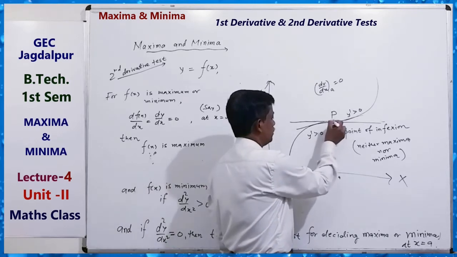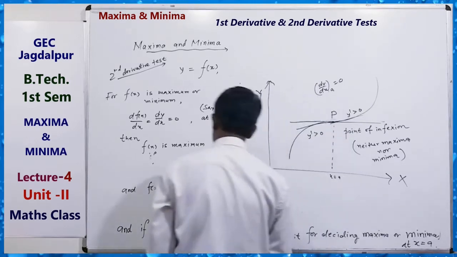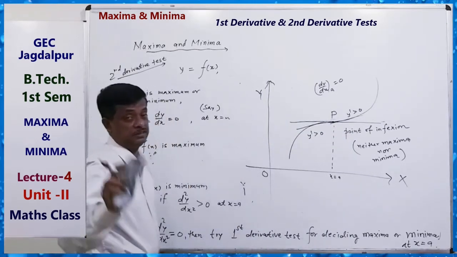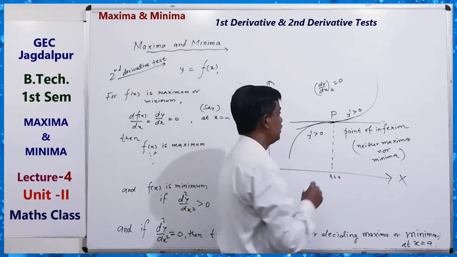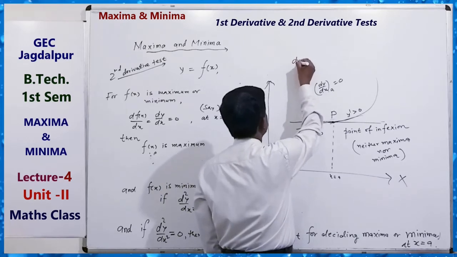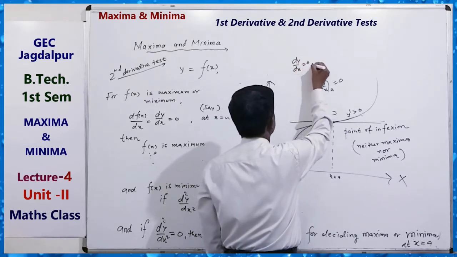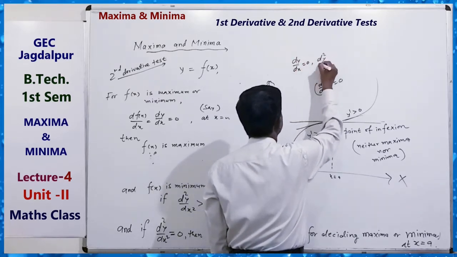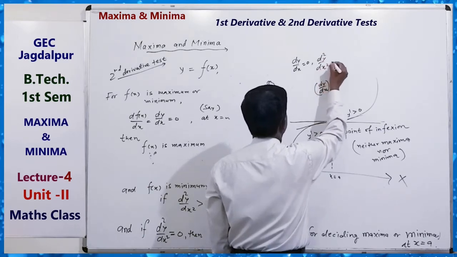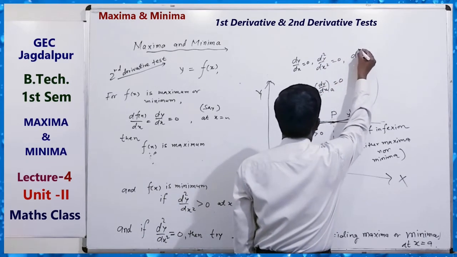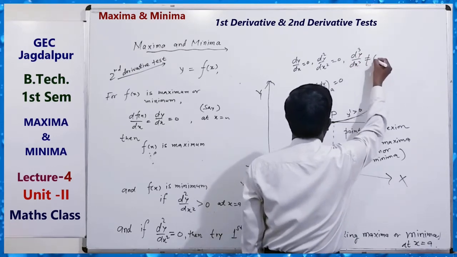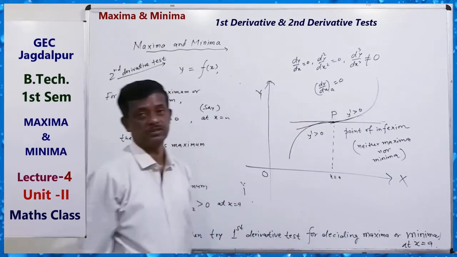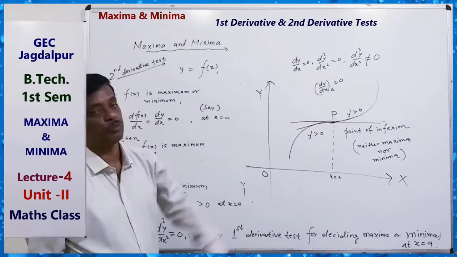So what is the condition for this point? First derivative 0, second derivative 0, and third derivative not 0. This is the condition for a point of inflection.